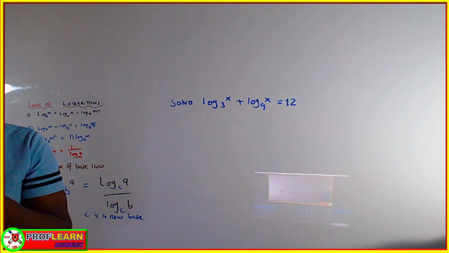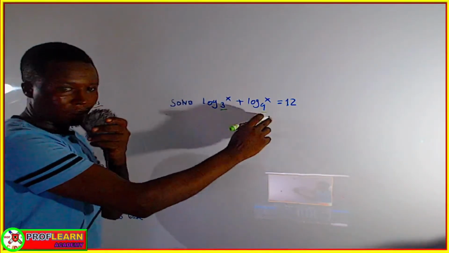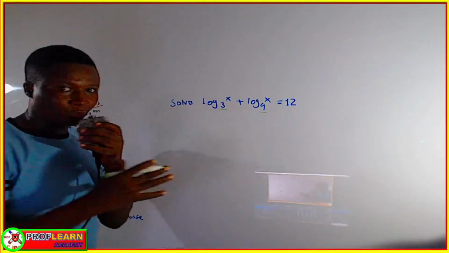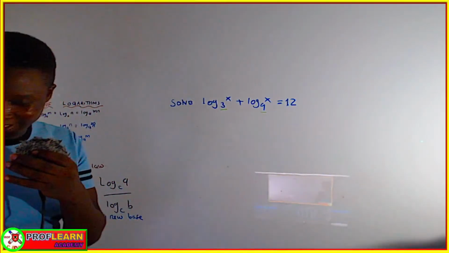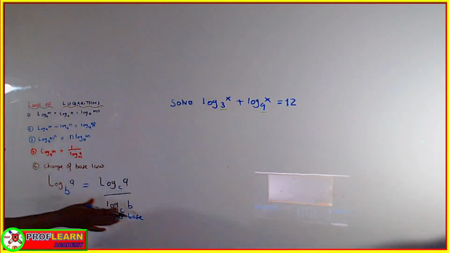So something you need to notice here is that the bases of these questions are different. This is base 3 and this is actually base 9. So for you to work out this question, you have to ensure that the bases are the same. So we're going to employ one of the laws of change of base.